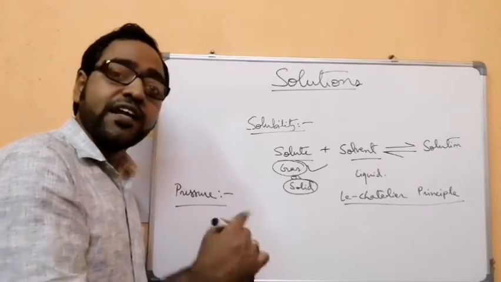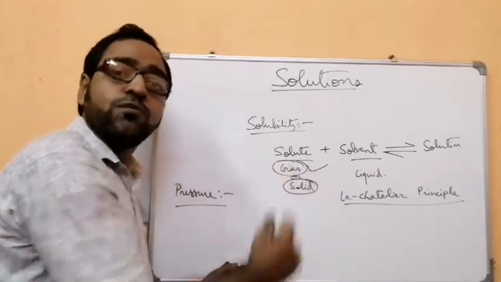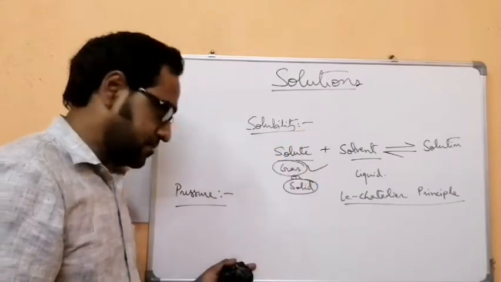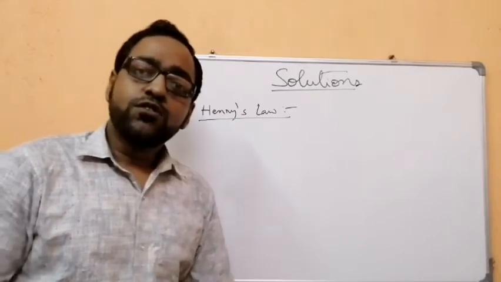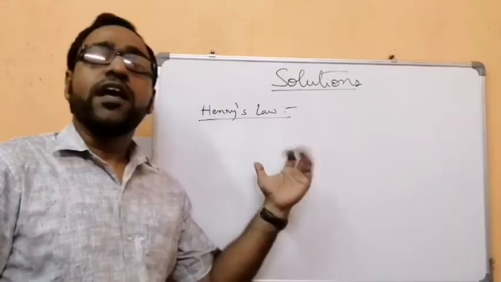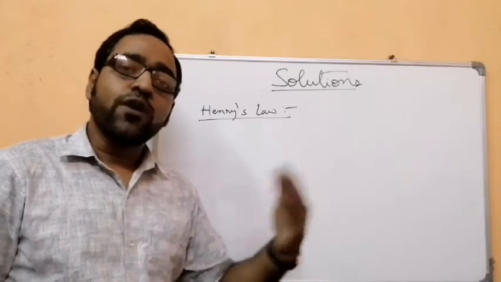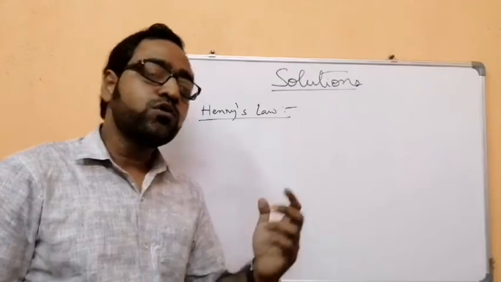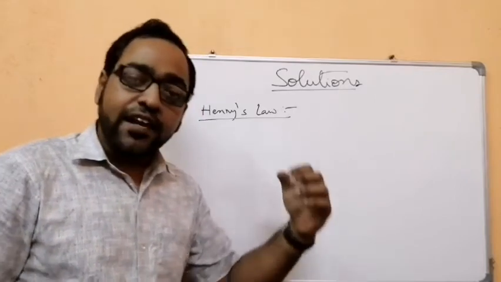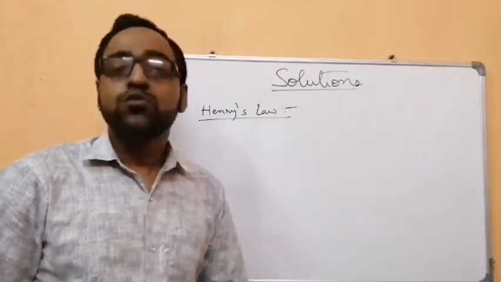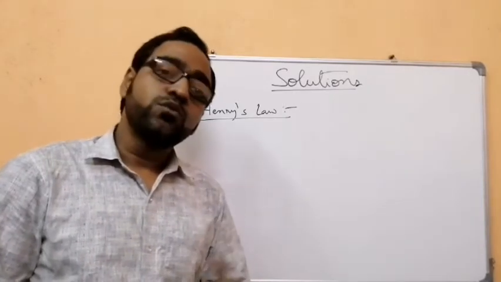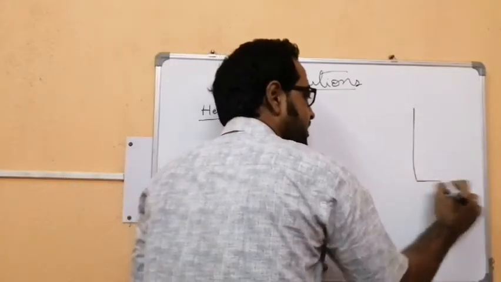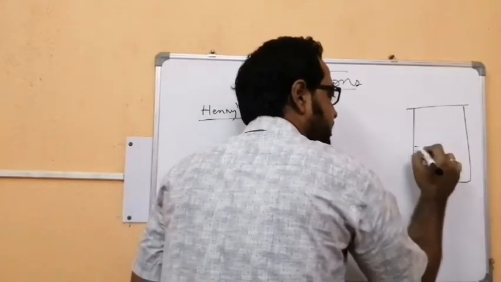So we'll move on to Henry's law and see how the solubility of gas increases or decreases with increase in pressure. So write down the definition of Henry's law. There are so many statements for Henry's law and we will go on one by one. The first statement: at a given temperature, the amount of gas that can be dissolved in a given amount of liquid is directly proportional to the pressure of the gas above the liquid. What does it mean? It means, suppose you have a liquid.